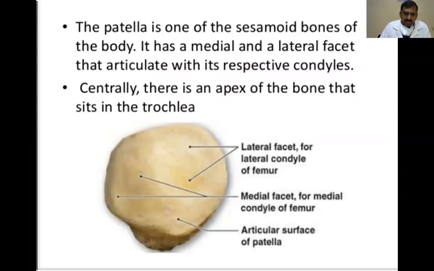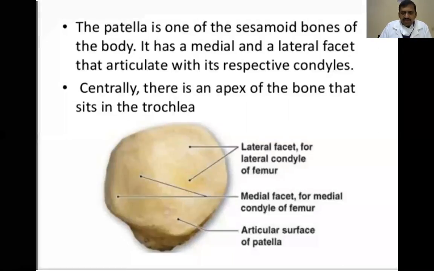Already we have seen the patella. The articular surface of the patella is divided into 7 parts with the help of 2 vertical and 2 transverse partitions. Centrally there is an apex of the bone that sits in the trochlea. On both sides, they articulate with the femoral condyles.